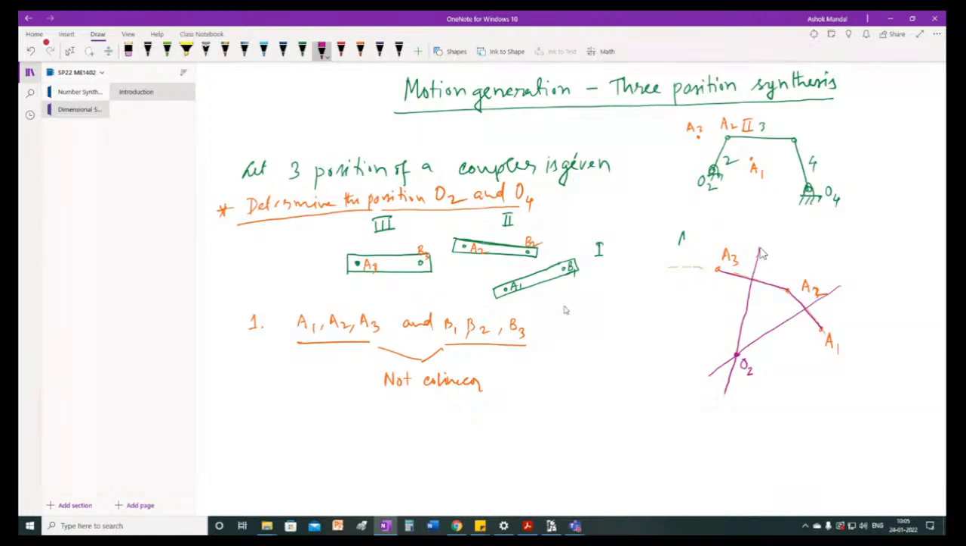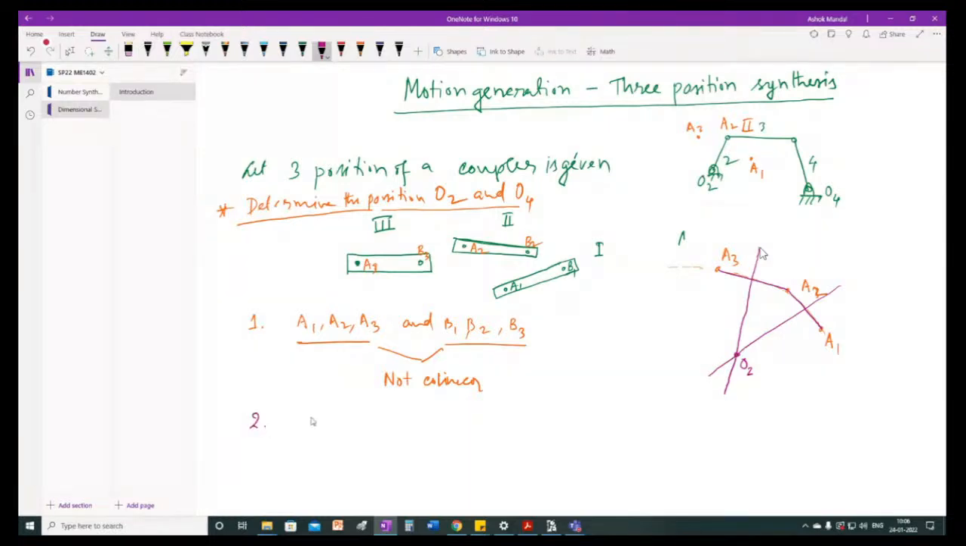Now can you understand this problem? A1, A2, A3 are the positions of the coupler. This is given. So from the three points A1, A2, and A3, you can find out where O2 is. Similarly, from B1, B2, B3, you can find out where O4 is.